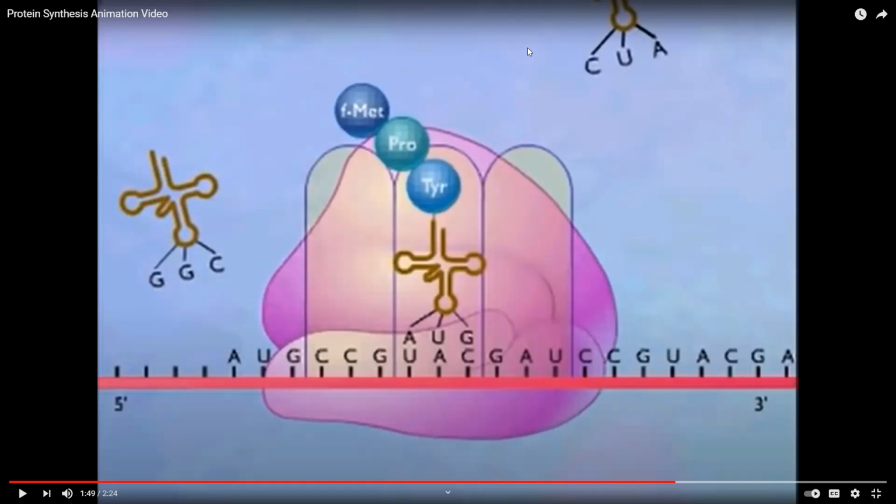We have 20 amino acids: tyrosine, threonine, methionine, aspartic acid, glutamic acid, serine, histidine, tryptophan. So many amino acids.